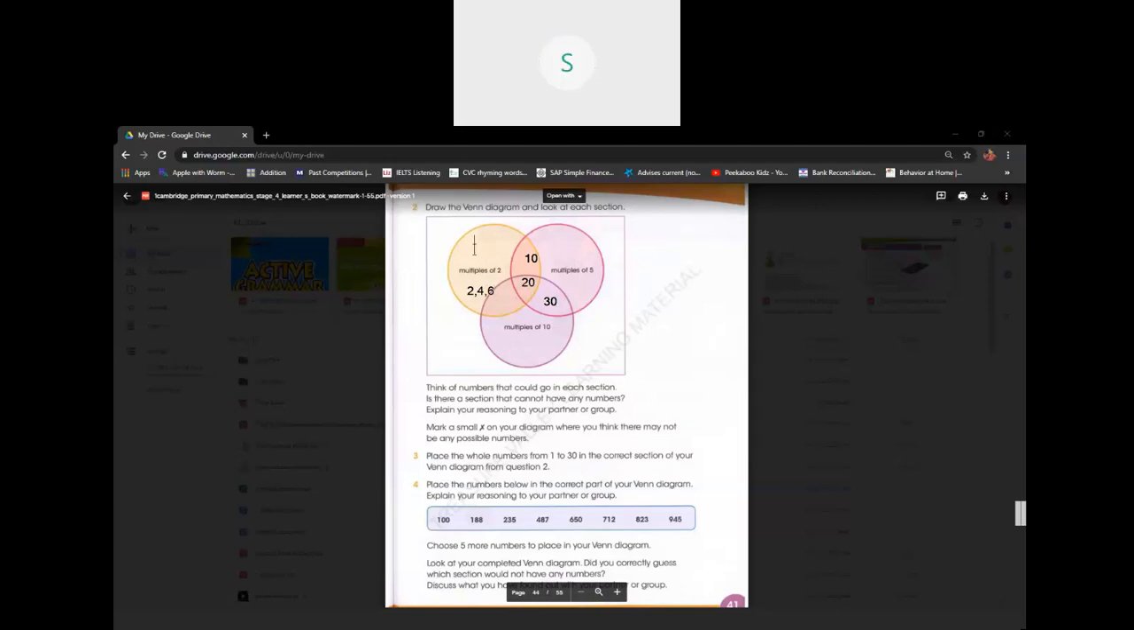For multiples of 5, you could do 5. Yeah, 5. You could do 15. You could do 20. No, you can't do 20. You can do 25. Yeah, and that's it. What about multiples of 10? Yeah, that's out.